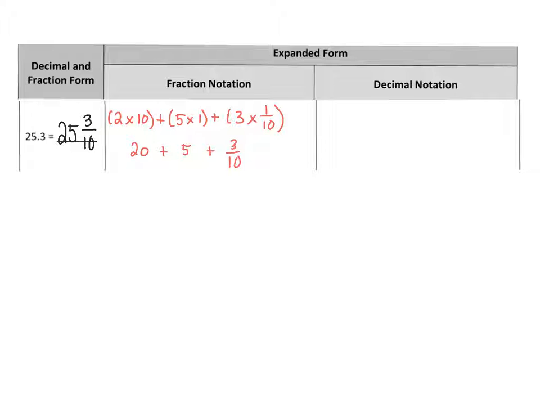But what happens if we did it now in decimal? Well, our whole number would stay the same. So we have 2 copies of 10 plus 5 copies of 1 plus 3 copies of 1/10, which is 0.3. So if we add this all up, 20 plus 5 plus 3/10 would give us 25 and 3/10.